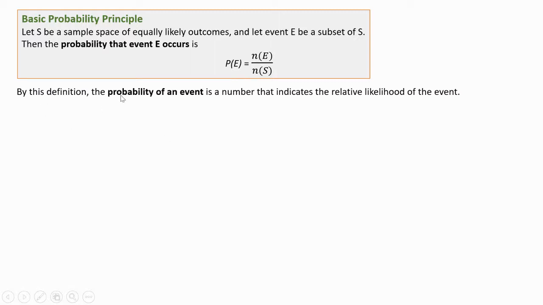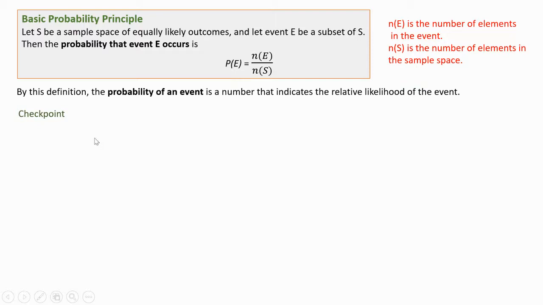Okay, but this definition: the probability of an event is a number that indicates the relative likelihood of the event, right? So it's going to be a number. N of E is the number of elements in the event, and N of S is the number of elements in the sample space. Everything that I put in red, guys, is very important. Okay? Checkpoint.